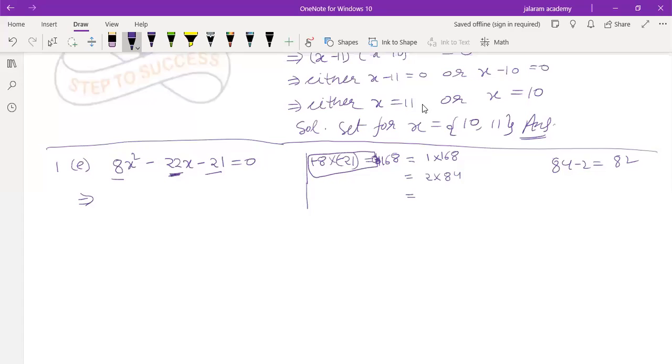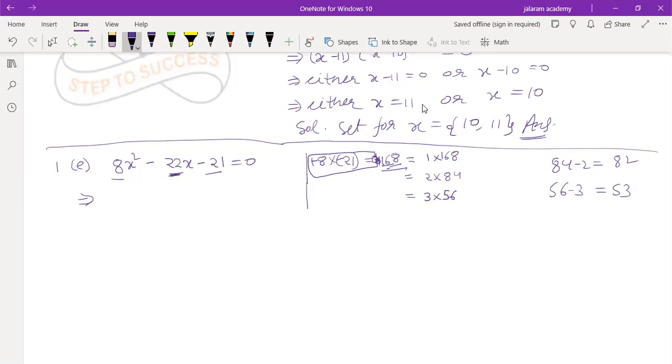After 2, there will be 3. So check whether 168 is divisible by 3 or not. 3 into 5 is 15, remainder is 1, then 18, so 3 into 6 is 18. So the next pair is 3 into 56. Then find its difference. It is 56 minus 3 equals 54. Clear to you? Yes, sir.